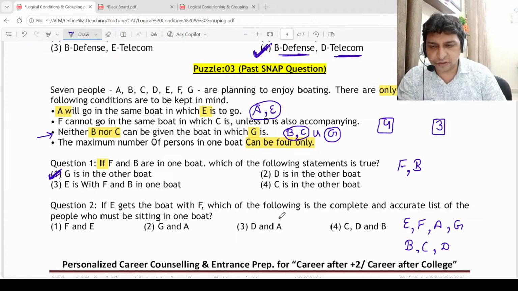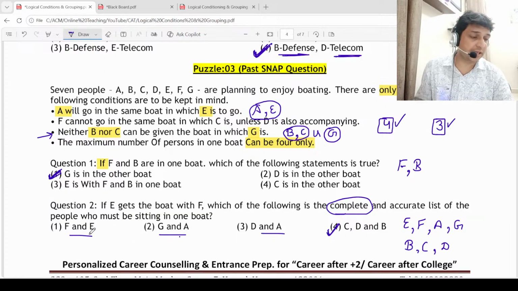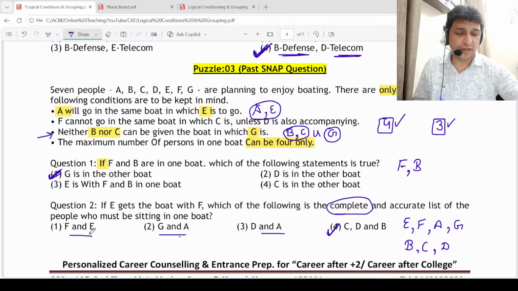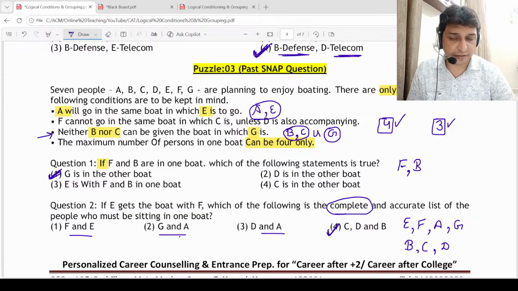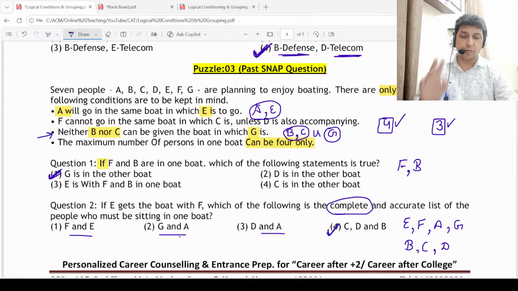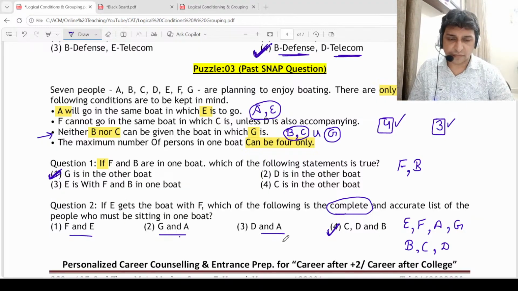Now which one is the complete and accurate list? That is answer option number 4. Another thing: they said complete list, and we know one has to be 4, one has to be 3, but all these options have only 2 people. So maybe a printing issue came in the exam, or we got the answer as CDB. That makes complete sense to me. So the third past year puzzle has been solved. There are 2 more to go. Let's take care of the next puzzle also.